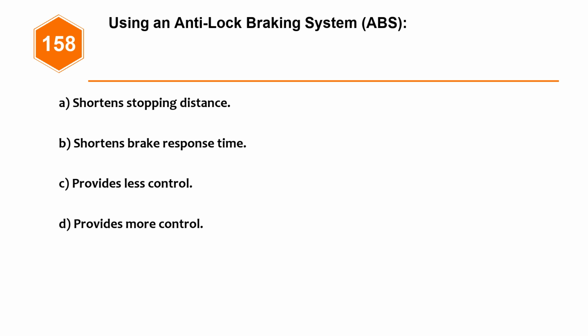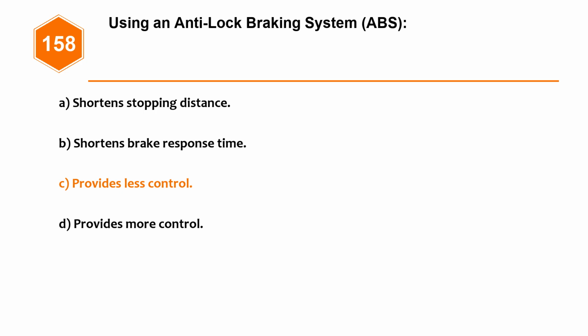Question 158. Using an anti-lock braking system, ABS. Option A. Shortens stopping distance. Option B. Shortens brake response time. Option C. Provides less control. Option D. Provides more control.